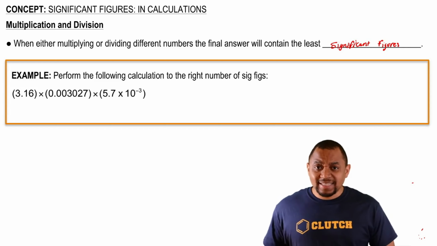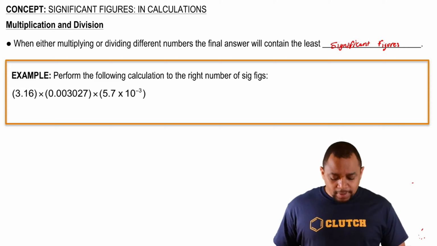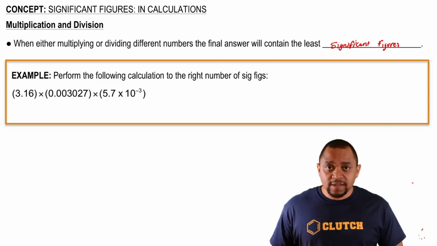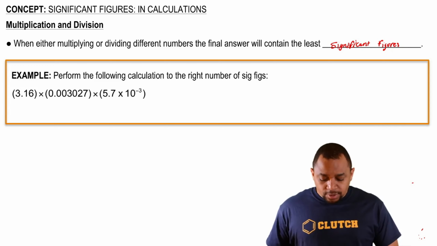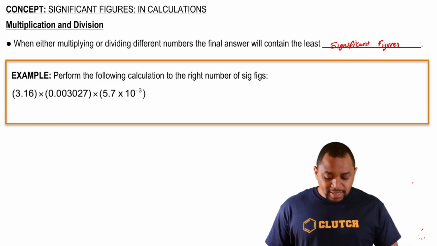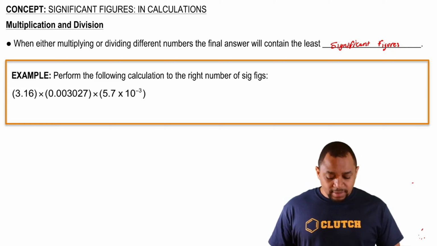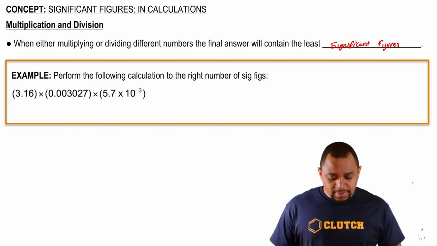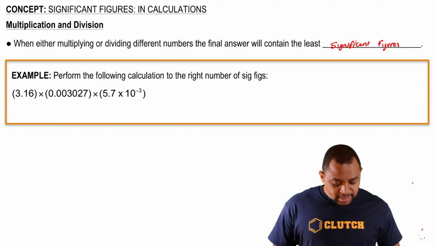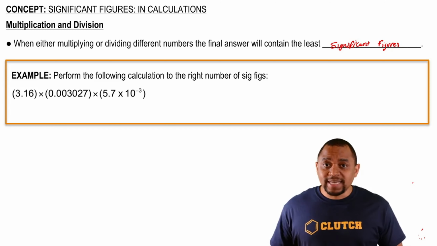And if we take a look at this example, it says, perform the following calculation to the right number of sig figs. Here we have three values that are being multiplied together. We have 3.16 times 0.003027 times 5.7 times 10 to the negative 3. We just said that when you're multiplying or dividing, it's least number of sig figs for your final answer.